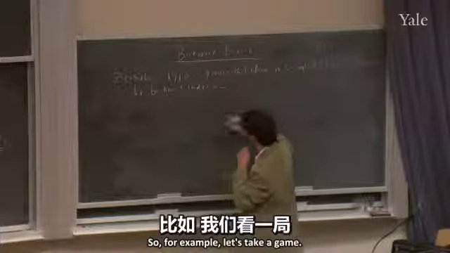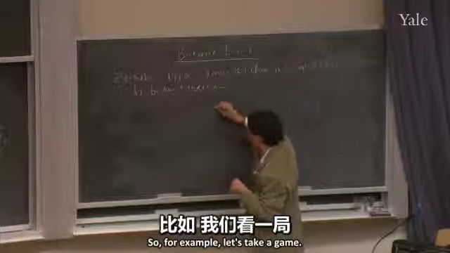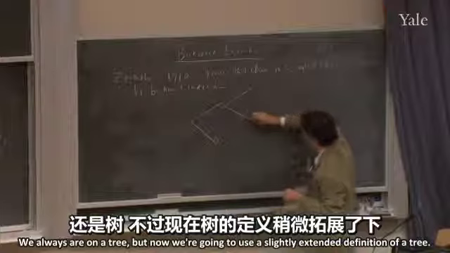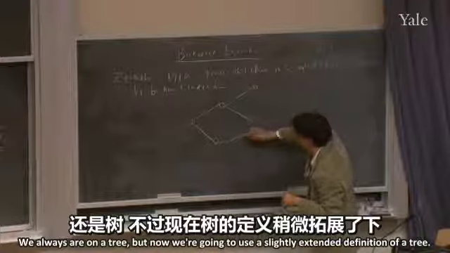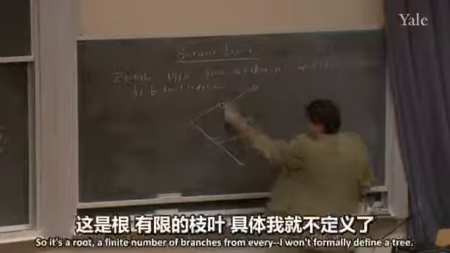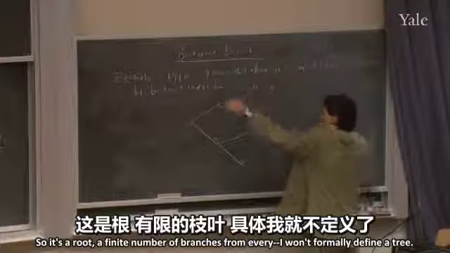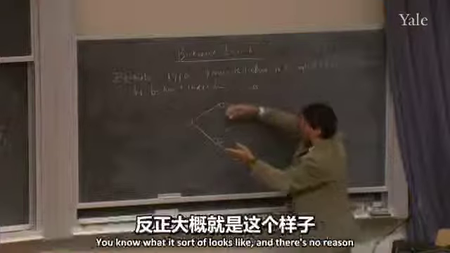Okay, so for example, let's take a game. We always are on a tree, but now we're going to use a slightly extended definition of a tree. A tree is going to look like this. It's a root, with a finite number of branches from every node. I want to formally define a tree. You know what it sort of looks like, okay?